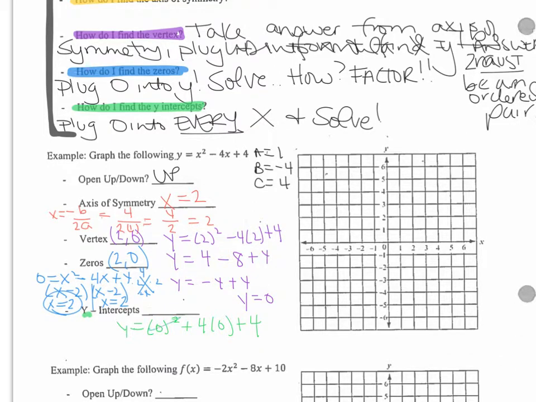Whew, all right. 0 squared, that's gone. 4 times 0, that's gone. So y is just going to equal 4. So if I turn this into an ordered pair, I have 0, 4. Whew, all right. So now I'm good to start graphing.